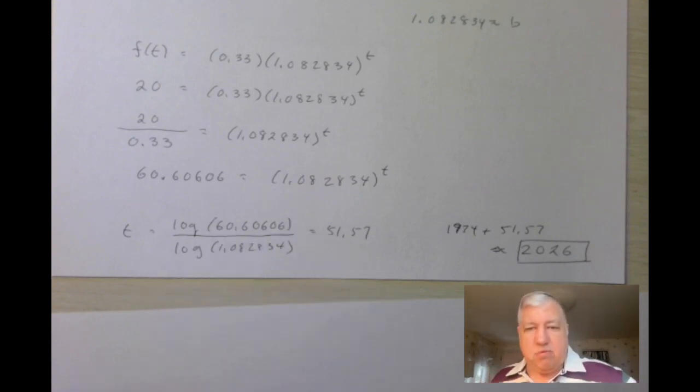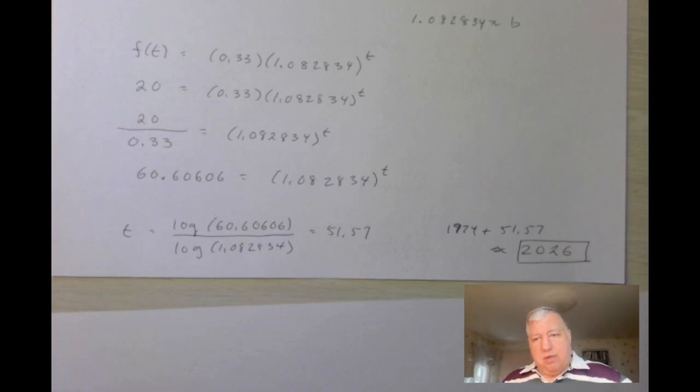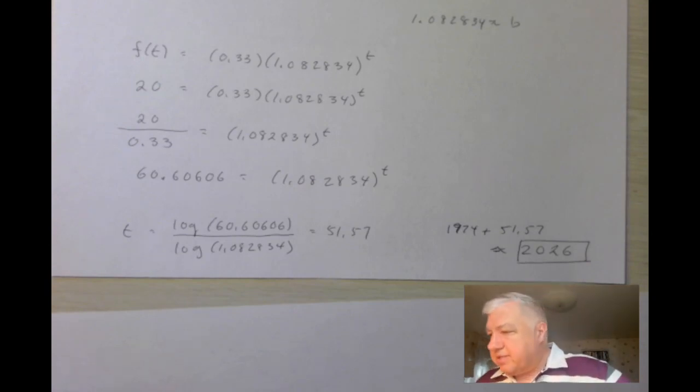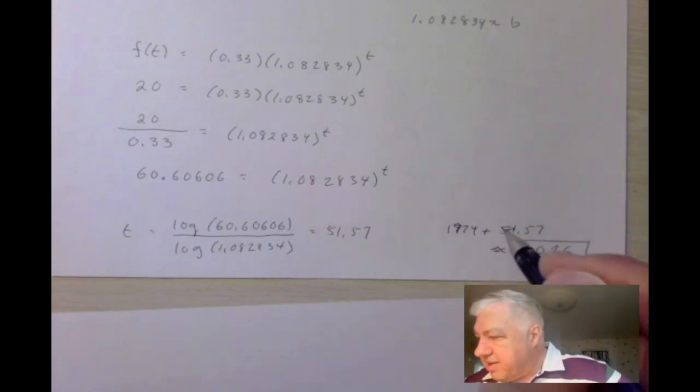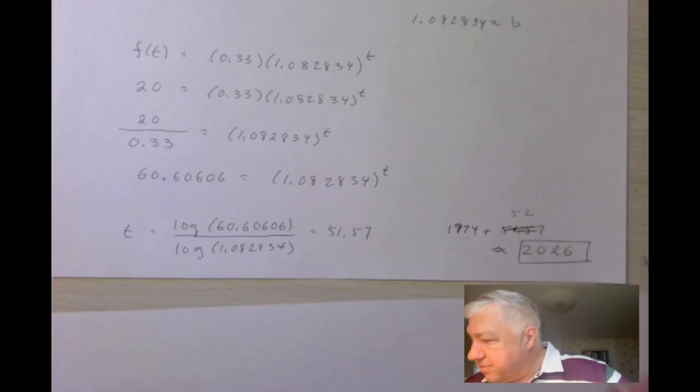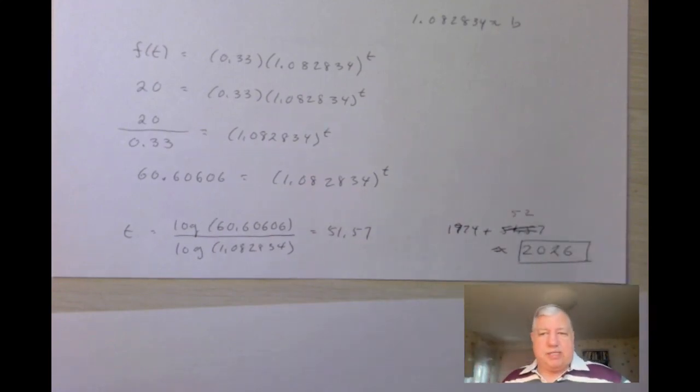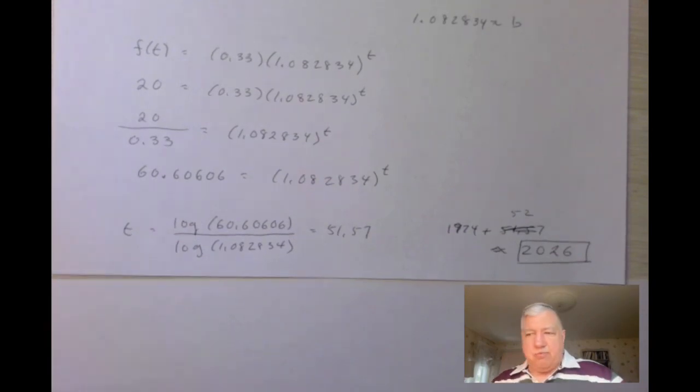How we get 51.57. We want to round up, because that says we'll have to go at least 52 years before the prize is 20 million. So it should really be 1974 plus 52, which is 2026. Okay, so that's when we can expect the poker prize to have that value.